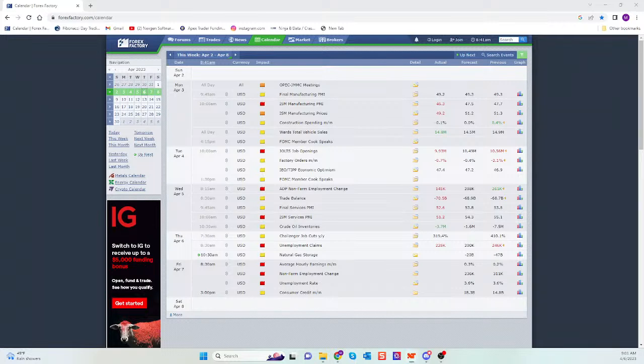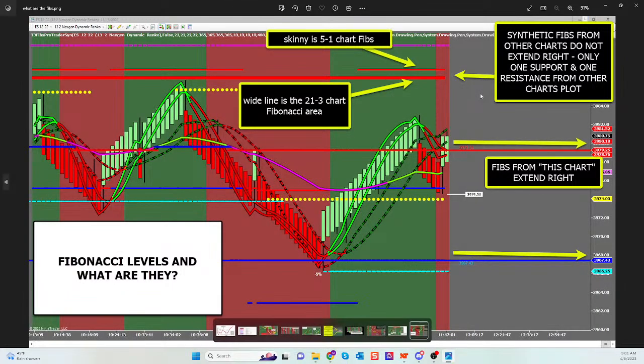So your software is bringing Fibonacci areas in from other time frames. Good morning, Safia. We're here. What you're looking at on your 13.2 chart, the Fibonacci lines that run all the way to the right are native. They're 13.2 fibs, brought about by the pivots on the 13.2. This really fat one is a 21.3.